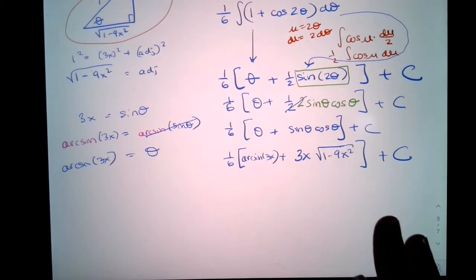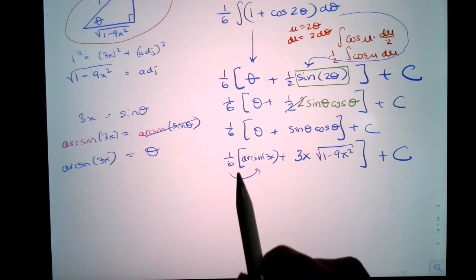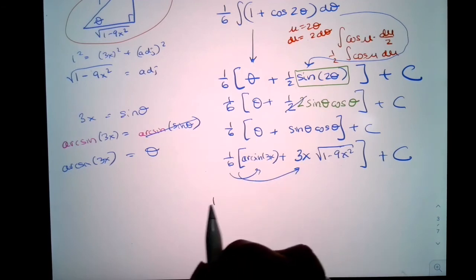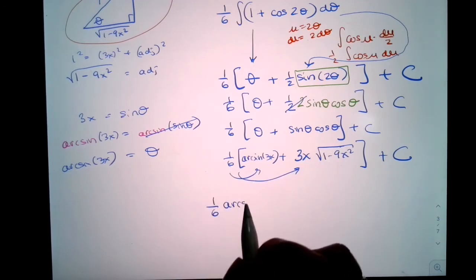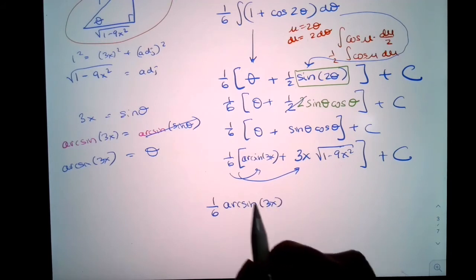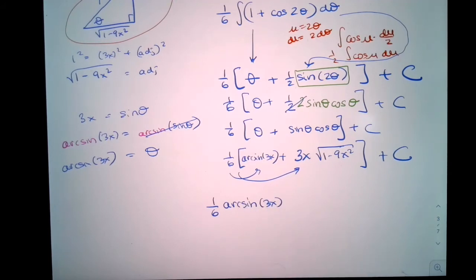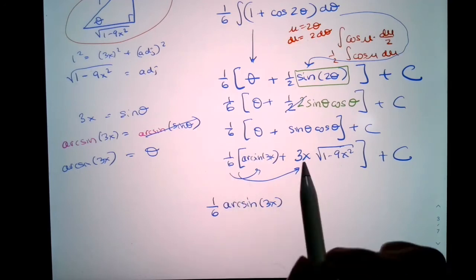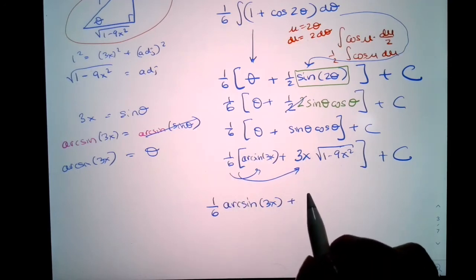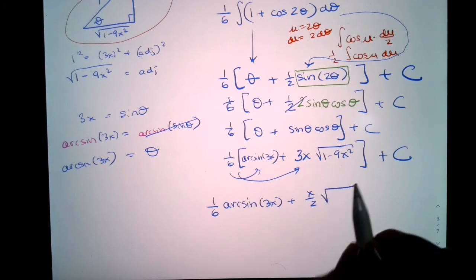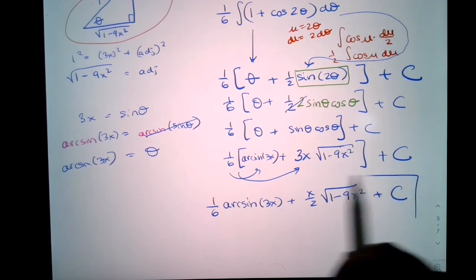What I think I'll do is I'll just multiply. I don't want to forget that that 1/6 is going through everybody, and I should probably try to have better handwriting. So first part of my antiderivative here, my integral is 1/6 arc sine 3x. Then I'm going to move that 1/6 through here, so that would be x over 2 times the square root of 1 minus 9x squared plus c.